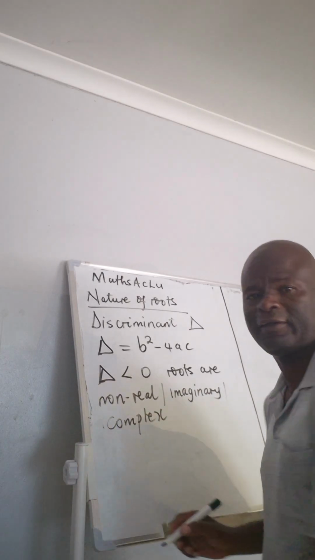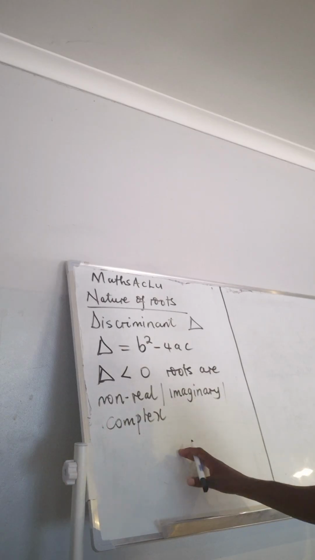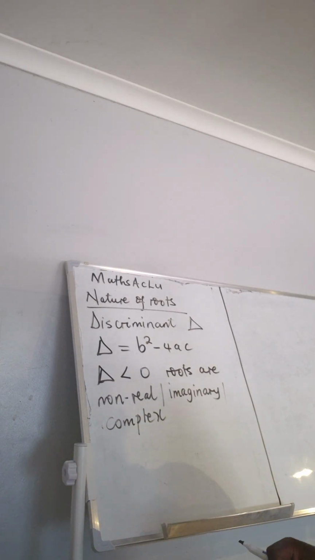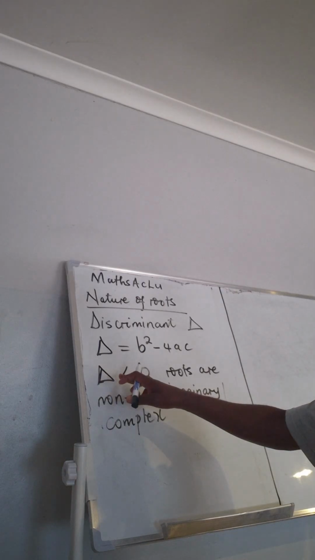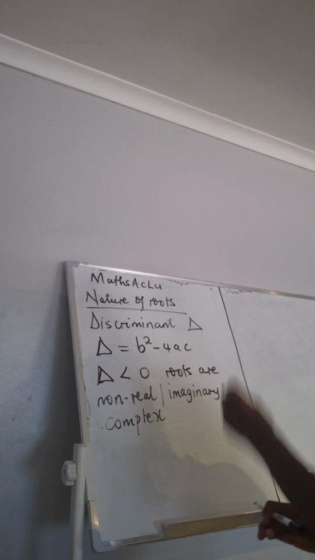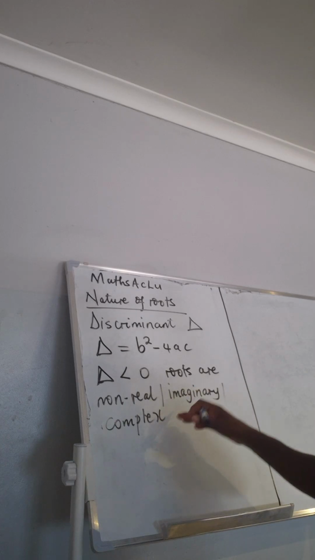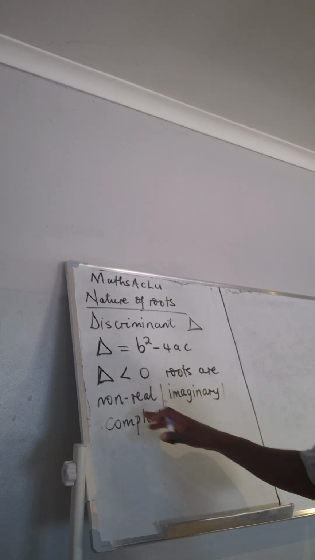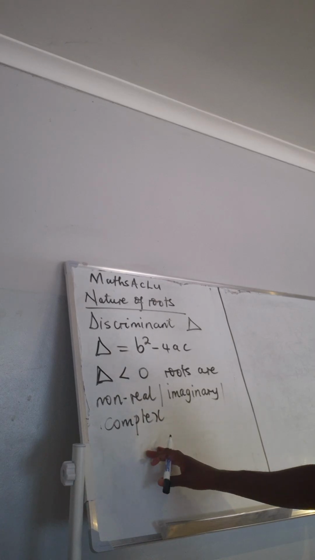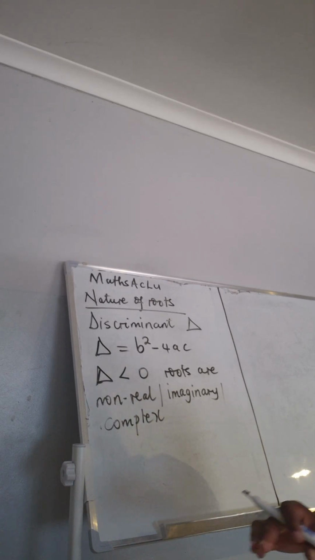They are elements of complex numbers. You know what we mean when you talk of complex numbers. That is, after you calculate your discriminant, you find that the number you get is negative, that is less than 0. So that means the description of your roots is non-real, or you can say roots are imaginary, or you can say roots are complex.